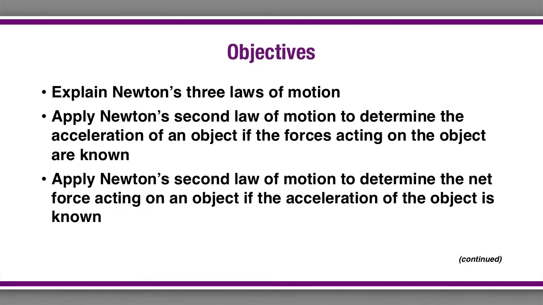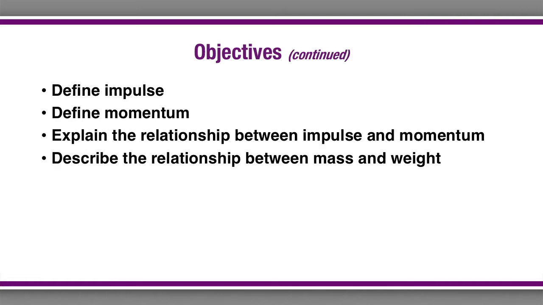After this chapter, you should be able to explain Newton's 3 laws of motion and apply his second law of motion to determine acceleration of an object if forces acting on the object are known, and apply his second law of motion to determine net force acting on an object if, again, acceleration of the object is known. You will also be able to define impulse and momentum, explain the relationship between these two concepts, and also describe the relationship between mass and weight, although we have already gone over this content a little bit in prior chapters.